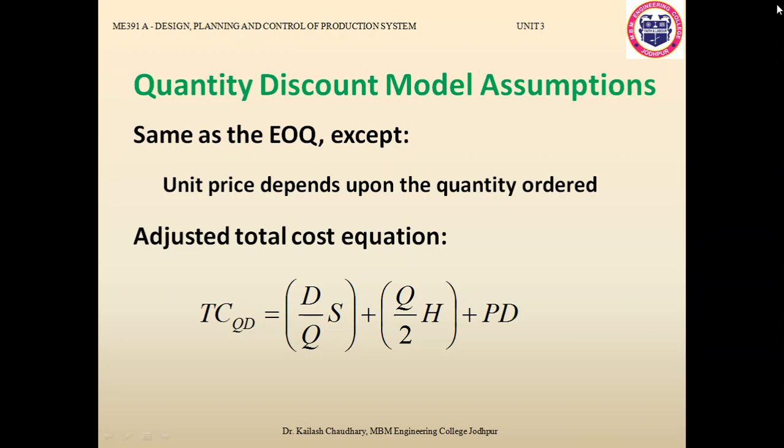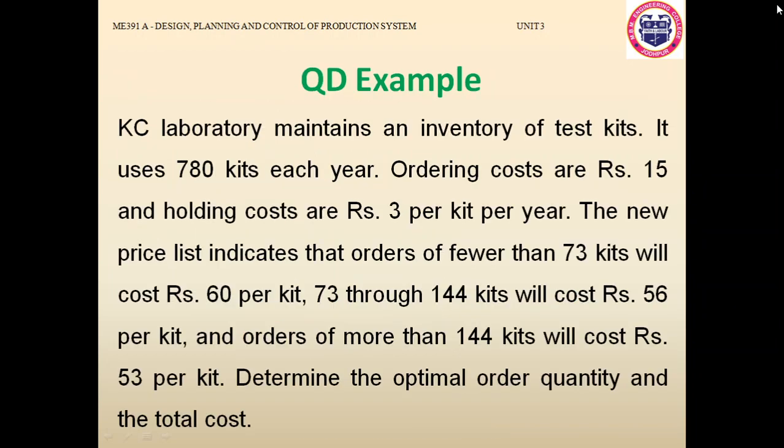Let us try to understand this quantity discount model with the given example. KC Laboratory maintains an inventory of test kits. It uses 780 kits each year. Ordering cost is rupees 15 and holding cost is rupees 3 per kit per year. The new price list indicates that orders of fewer than 73 kits will cost rupees 60 per kit, 73 through 144 kits will cost rupees 56 per kit, and orders of more than 144 kits will cost rupees 53. Now determine the optimal order quantity and the total cost.